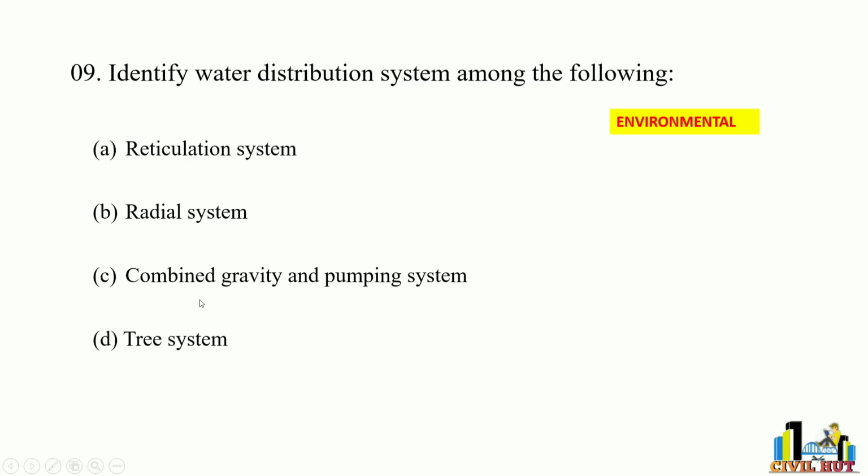The combined gravity and pumping system is used in villages. The distribution from the overhead tank to the houses is based on gravity, and from the pumping well to the overhead tank is based on the pumping system. So it is the combined gravity and pumping system. Option C is the correct answer.